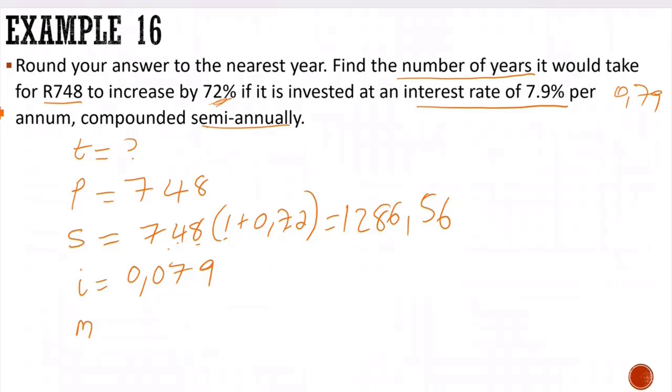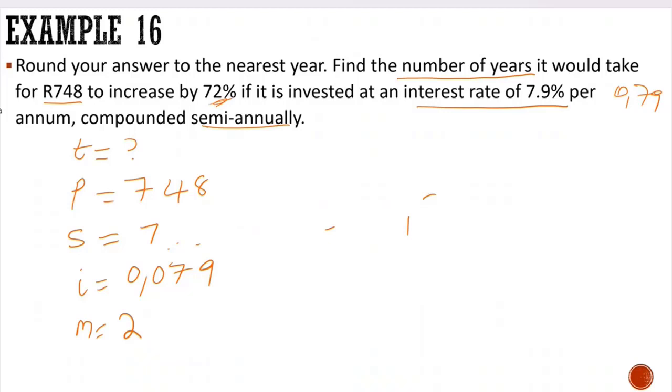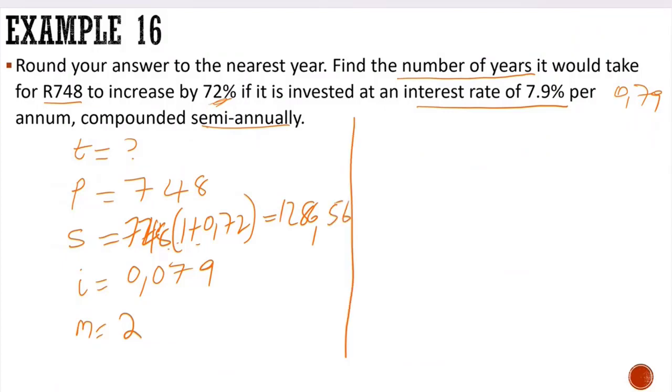So your M is equal to 2. Okay, I'm not going to calculate this, guys, because I've got things that I need to discuss with you. So this is 748 into 1 plus 0,72. So the answer here is 1286,56.